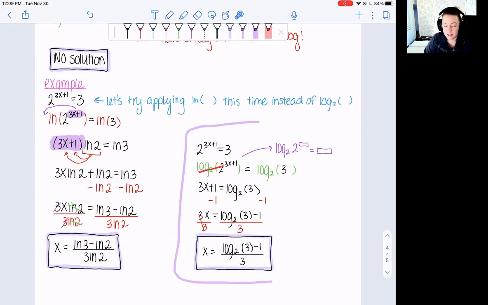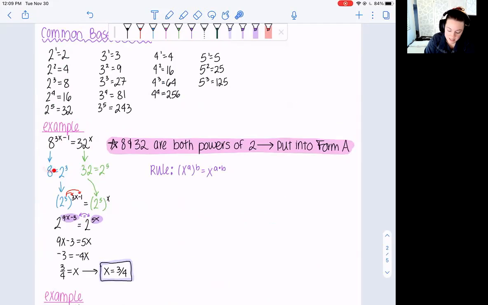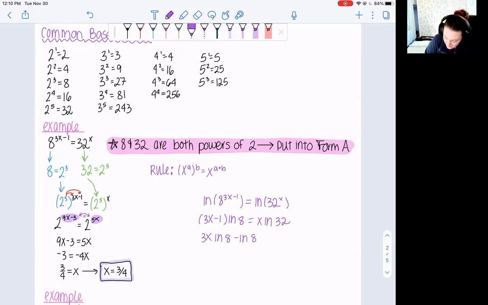It's the same thing with that very first problem we did. If I scroll up a bit, we could have redone this one by taking ln on both sides. This is just a quick scribbly scribble to show you that. You don't even necessarily need to write this down. I'm just showing you that you could have done this differently. You take down that exponent, so you have 3x minus 1 ln 8 is equal to x ln 32. Distribute the ln 8, 3x ln 8 minus ln 8 equals x ln 32.